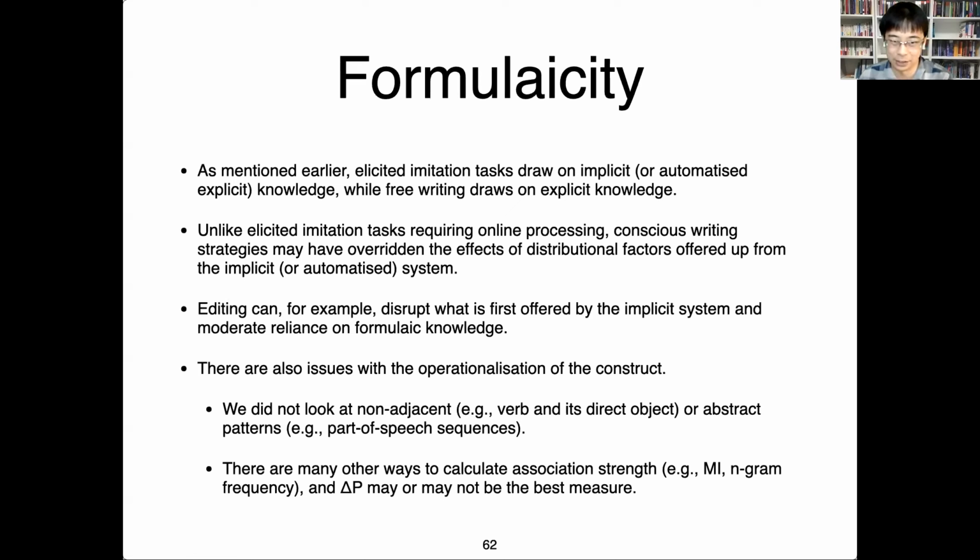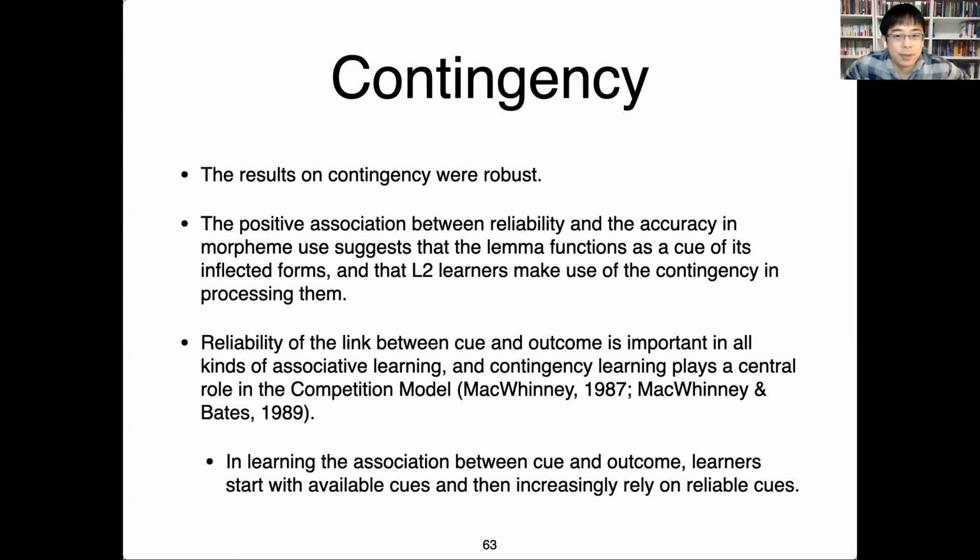We just started looking at this kind of formulaicity, operationalized as association strength. We are not yet certain which measure best captures formulaicity in general, or in this context at least. But the results on contingency were quite robust. And the positive association between reliability and accuracy in morpheme use suggests that the lemma functions as a cue of its inflected forms, and that L2 learners make use of the contingency in processing them.